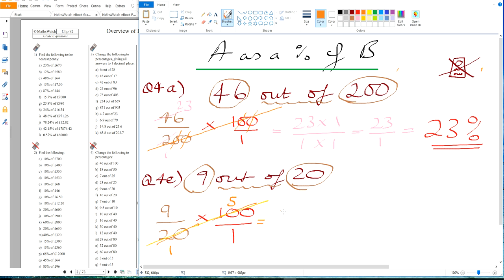So now we can't cancel any further. So we just multiply the top numbers and multiply the bottom numbers. Now remember, we can multiply out like this in this direction, but we do not cancel in this direction. Let's get rid of those. Okay. So that leaves us with 45 over 1, which is equal to 45%.